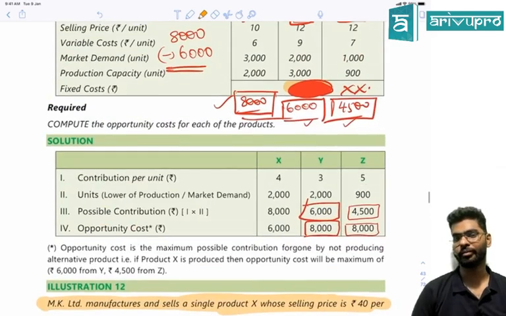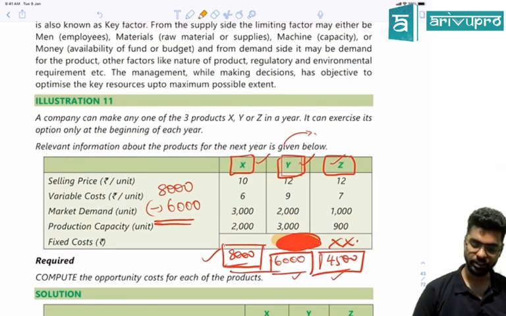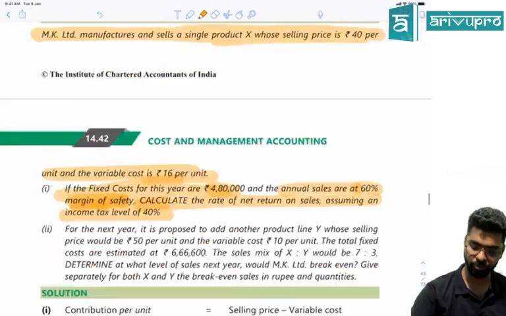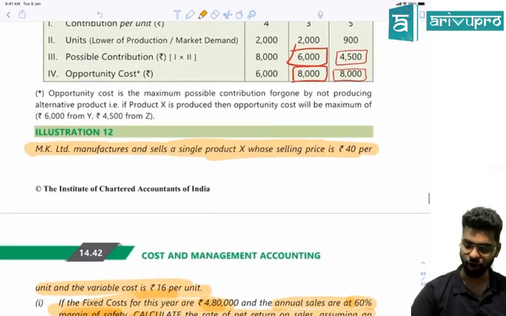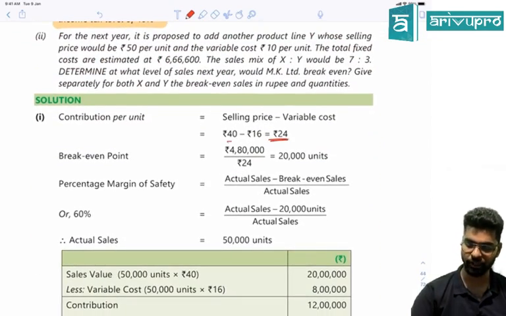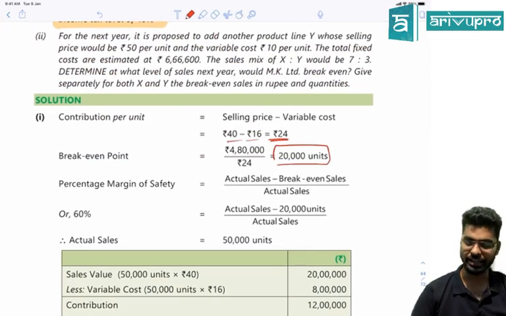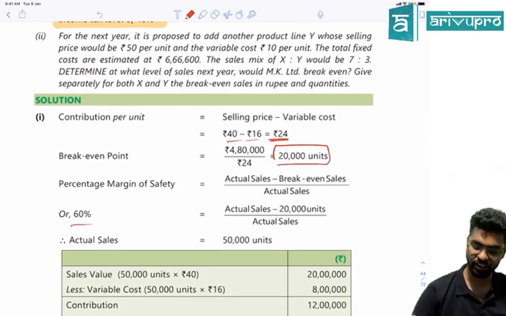Why will you end up producing 3,000 if there is no one to buy your product? Guys, see here. In this particular question, I know I don't have to break my head. I know my contribution is selling price minus variable cost. Break even point is 20. They are telling my margin of safety is 60%. So when I apply my formula, I end up getting my actual sales as 50,000 units.